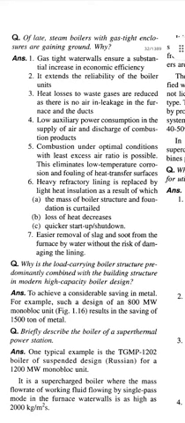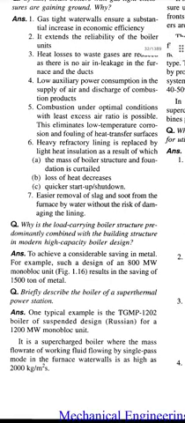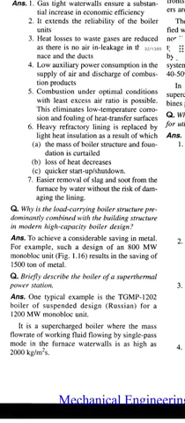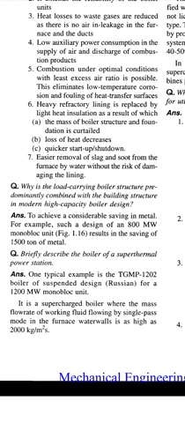Seventh, easier removal of slag and soot from the furnace by water, without risk of damaging the lining. The next question: why is the load carrying boiler structure predominantly combined with the building structure in modern high capacity boiler design? Answer: to achieve a considerable saving in metal. For example, such a design of an 800 megawatt monoblock unit results in the saving of 1500 tons of metal.